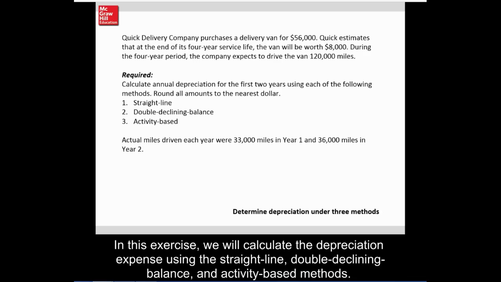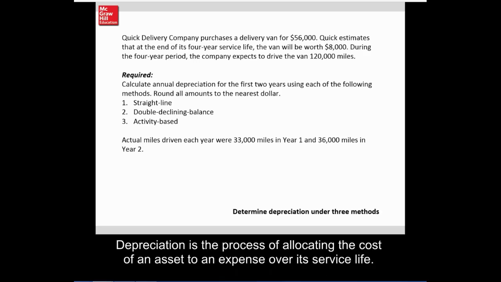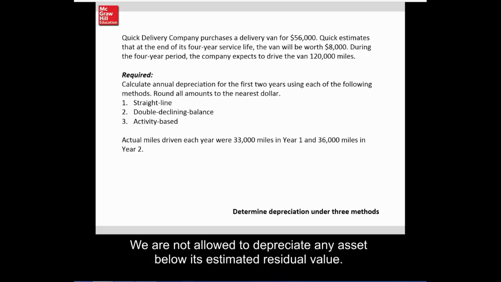In this exercise, we will calculate the depreciation expense using the straight line, double declining balance, and activity-based methods. Depreciation is the process of allocating the cost of an asset to an expense over its service life. We are not allowed to depreciate any asset below its estimated residual value.